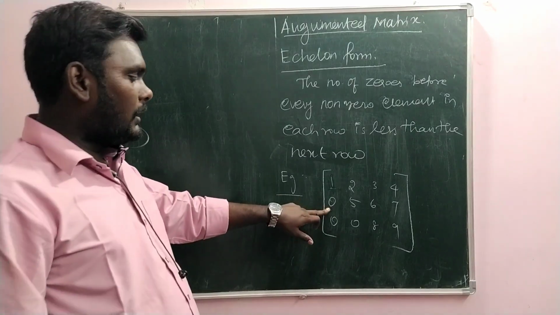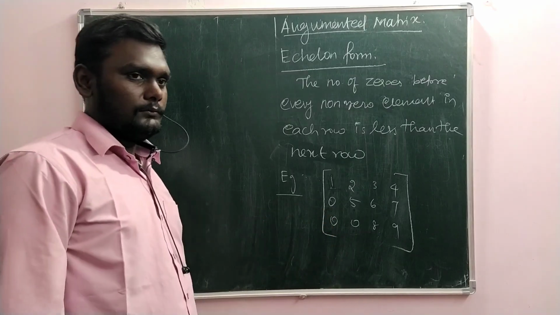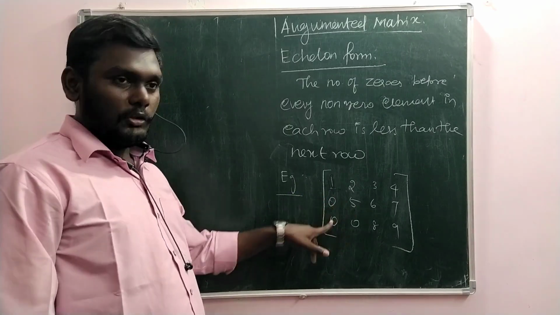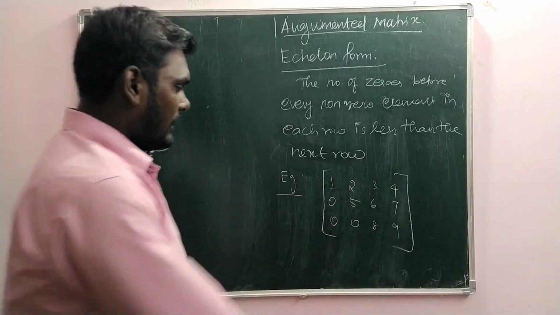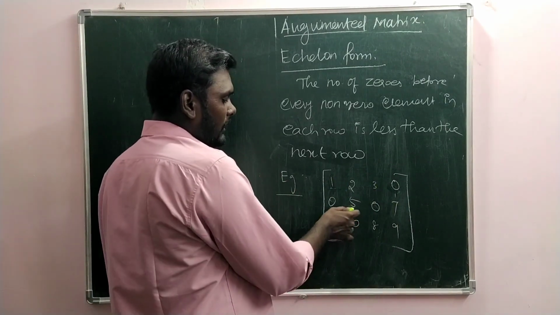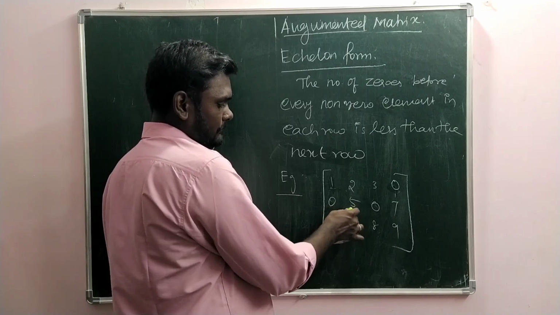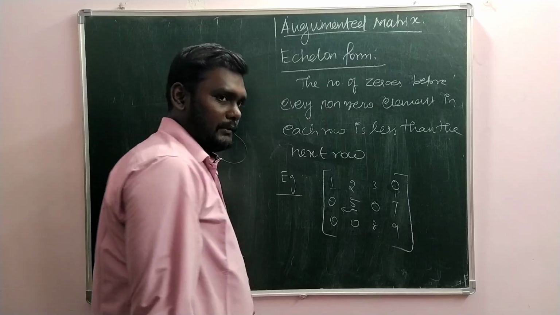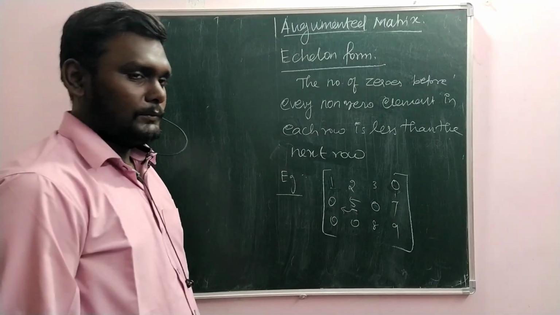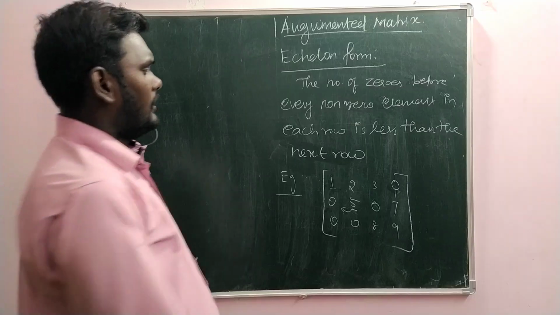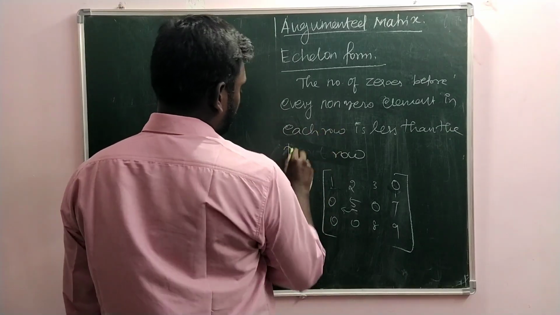Now the second row should contain fewer zeros than the third row. The first row should contain fewer zeros before the non-zero element, that is what matters. Here a 0 may come, that doesn't matter. It's about before every non-zero element, how many zeros are coming. That should be less than the previous row.